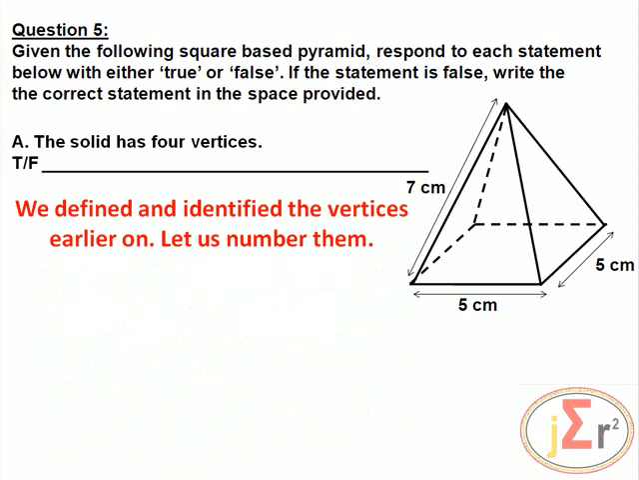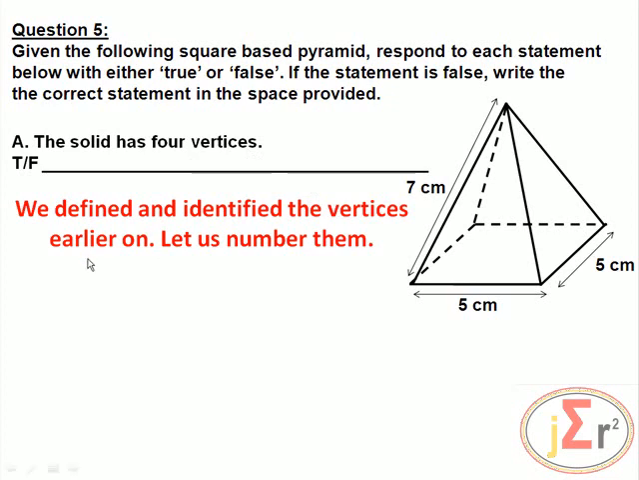So let us take a look at the statement of the problem. I am sure that we would have recalled a few things from the previous slides, but let us take a look at it again. Given the following square base pyramid, respond to each statement below with either true or false. If the statement is false, write the correct statement in the space provided. The statement A is, the solid has 4 vertices. Does the solid have 4 vertices?